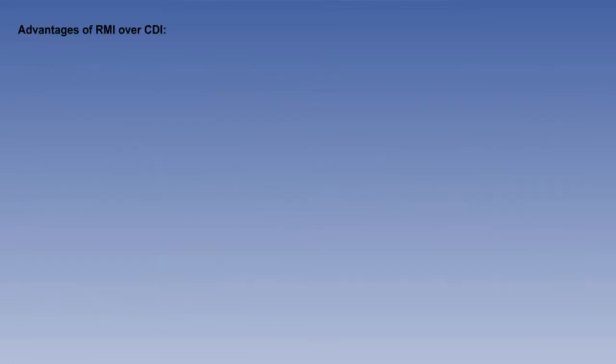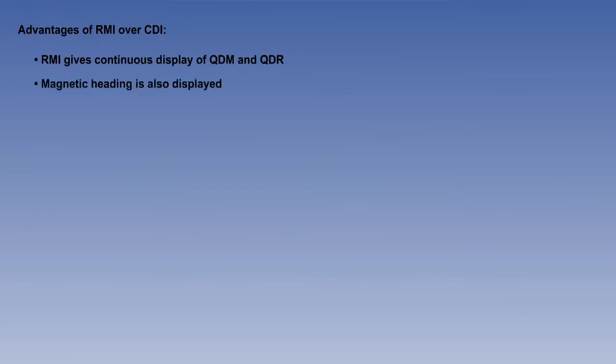If we compare the RMI and the CDI, each has its merits. The CDI gives precise deviation information when flying along a VOR radial. The RMI gives more information in the form of a continuous display of QDM and QDR. Magnetic heading is also displayed, a considerable asset when homing to a VOR or maintaining track outbound. The approximate relative bearing is immediately apparent in a plan view of the aircraft and beacon positions, which is most useful when flying a holding procedure.